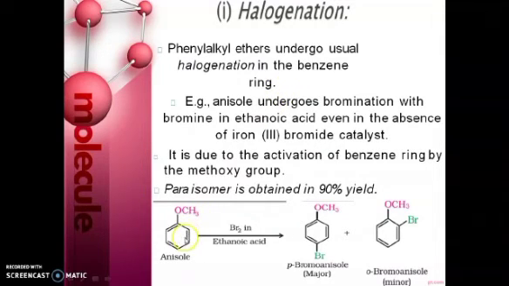Anisole undergoes bromination with bromine in ethanoic acid even in the absence of the iron(III) bromide catalyst. It is due to the activation of the benzene ring by the methoxy group. A mixture of para and ortho isomers is obtained, and in that the para isomer shows a 90% yield.